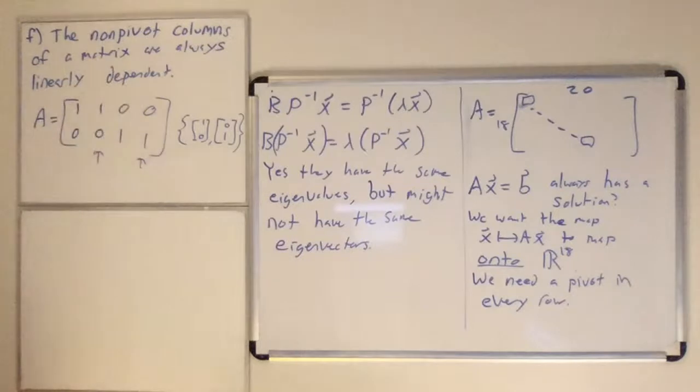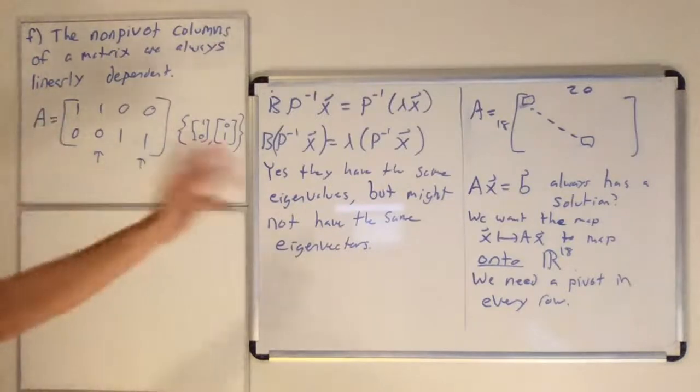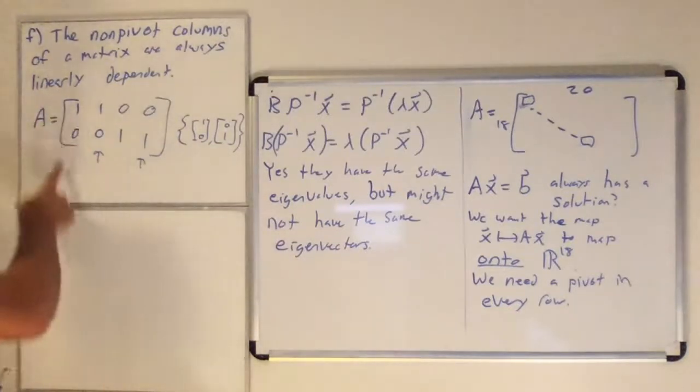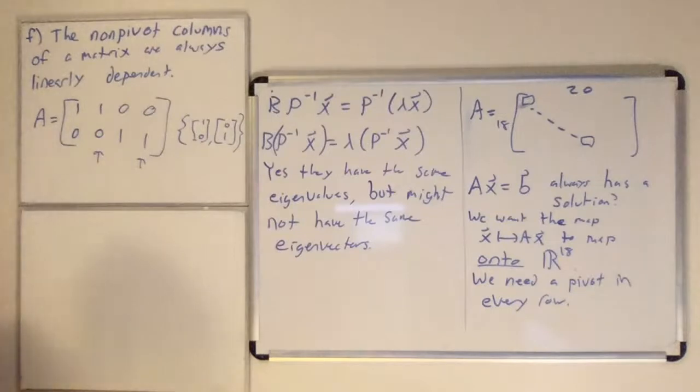That is kind of the reason why the pivot columns make up a basis for the column space. The non-pivot columns don't really contribute anything. The pivot columns kind of capture it all. That's a good question.